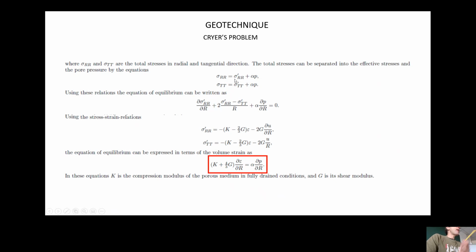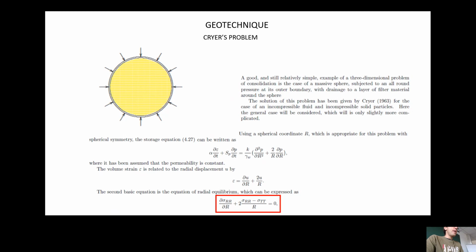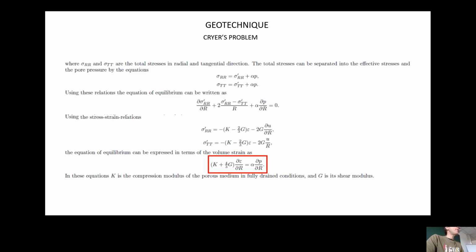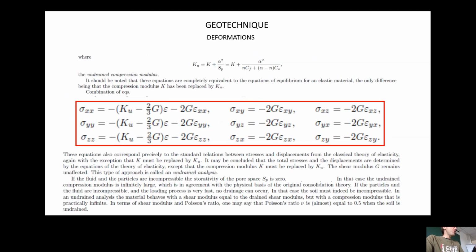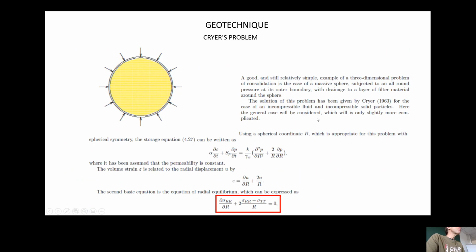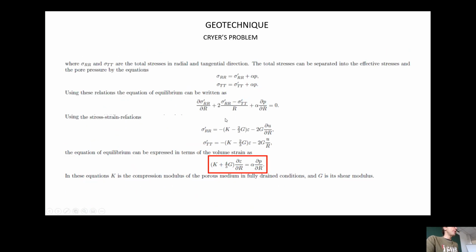And after writing this way, the same way, we can rewrite, of course, the first relationship. And at the end, you can see here, express the equation of equilibrium in terms of the volume strain. So (K + 4/3 G) ∂ε/∂r is equal to α ∂P/∂r.